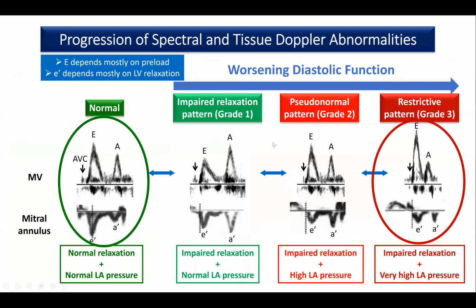I mean, these two cases kind of enlighten you a little bit about reading the guidelines. So again, our young patient is here, has normal LV relaxation and normal LA pressure, and the older patient is here in grade 3, who has impaired relaxation. As you can see, the E prime is low, but we don't see it on the mitral inflow Doppler because the pressure is high. So the patient has impaired LV relaxation and very high left atrial pressure.